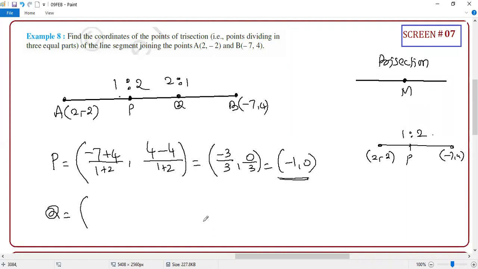Everyone, now how are you going to find Q? How are you going to find Q? Guys, I'm getting some noise. Who is that? Make sure that you are keeping on mute.